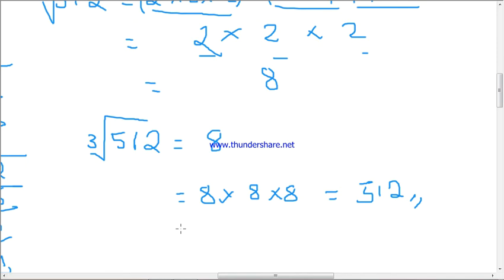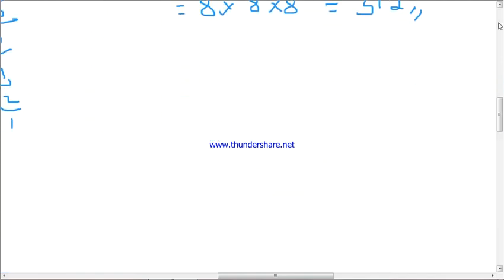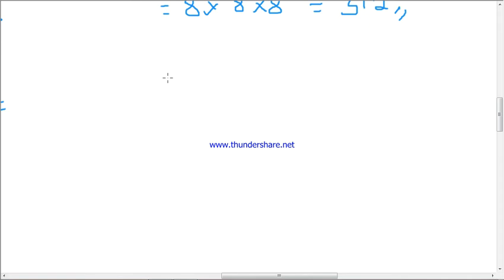Okay, I'll show you another example now. I choose one more number, let's say 864. This is the example given in your book. The question is, find the cube root of 864. Now, we don't know whether this number is a perfect cube or not. With the help of prime factorization, we will be able to know whether this number is a perfect cube or not. Let's do this.